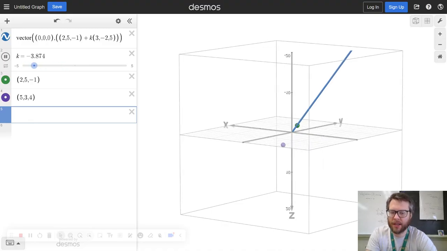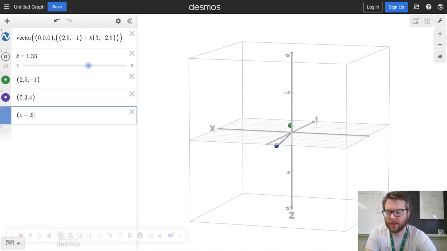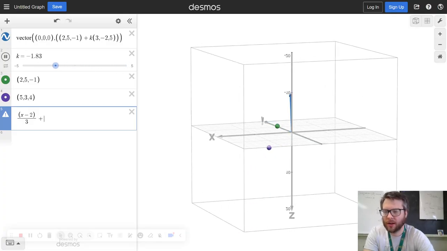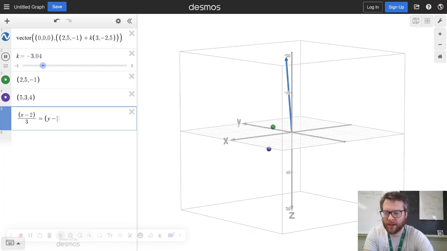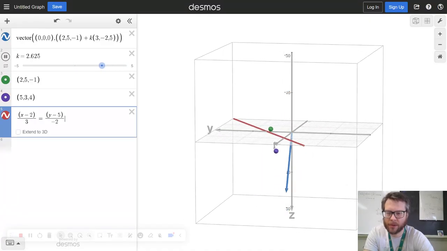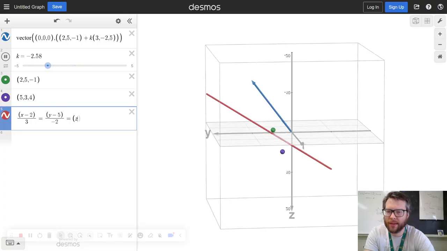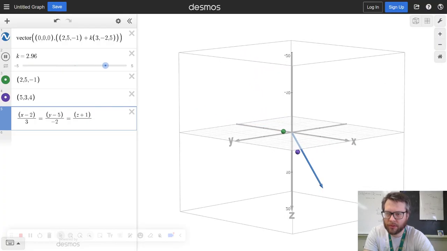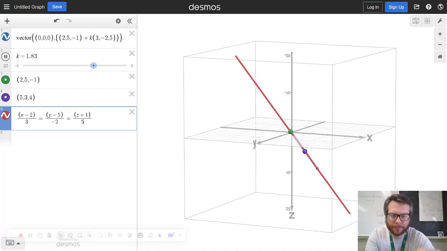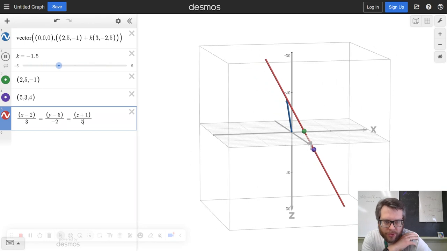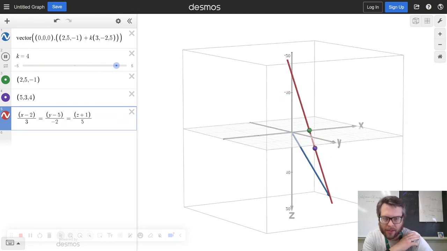And the equation of the line you can find by just going x minus 2 over the direction component equals y minus 5 over the direction component for y, and then z minus negative 1 over the direction component, which is 5. And you can see how the vector just traces out all the points along the line, and that's all great.